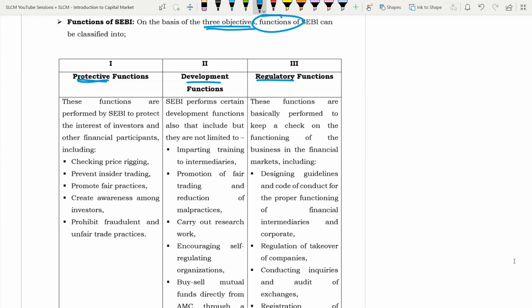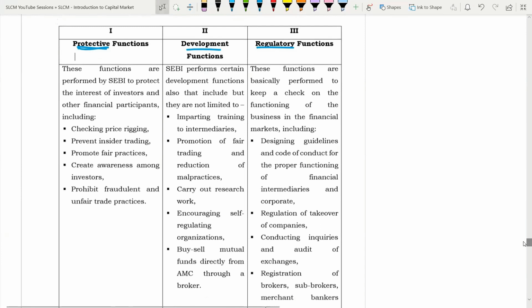Whatever points are mentioned here under the functions are only an illustrative list. Over and above this, they have a lot more powers and functions that they can perform. First and foremost, talking about the protective functions, these are the functions that can be performed by SEBI to protect the interest of investors and other participants. How can it do it?